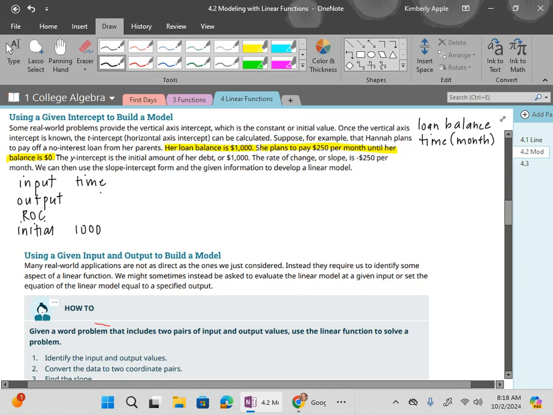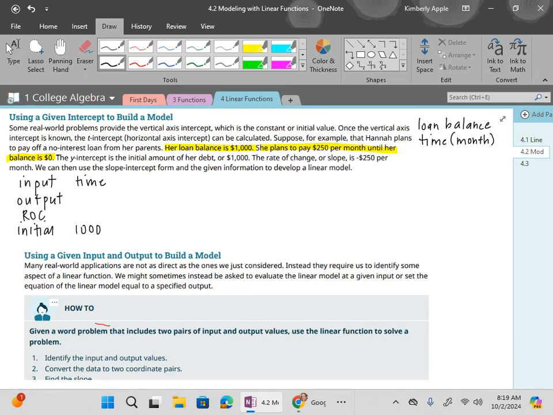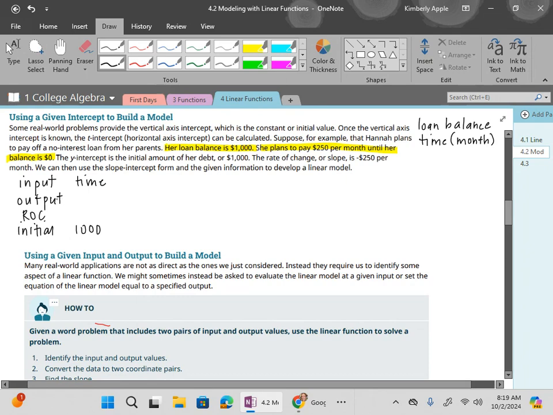Is time always an input? In general, yes, because when we're modeling these things, we usually want to know what's happening over time. Right? And remember, your input always is increasing, which makes sense because time should always be increasing. So the output is going to be the loan balance. So as time increases, what's happening to the loan balance? It's decreasing. So this is a decreasing function. She's paying $250 a month. That loan balance is going to decrease by $250 for every increase in the time t.